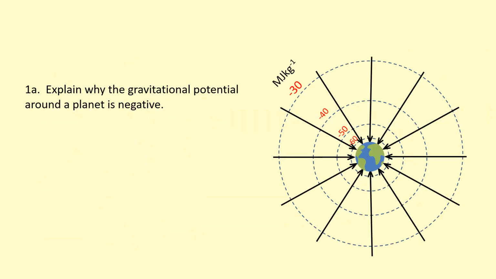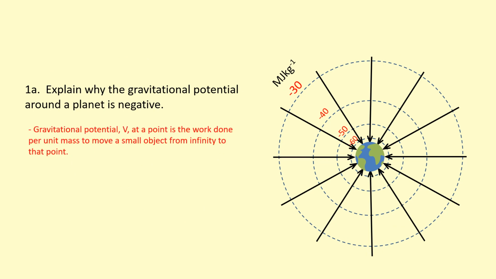Explain why gravitational potential around a planet is negative. First of all, we're going to start off with the definition of gravitational potential because it's the work done per unit mass to move a small object from infinity to that point. And we said at infinity, we're going to define the gravitational potential as 0. That's the definition. So a very large distance, there's this unit mass there. And if we want to move it, let's say to the minus 40 megajoules per kilogram potential, then in that case, what would be the work that needs to be done?